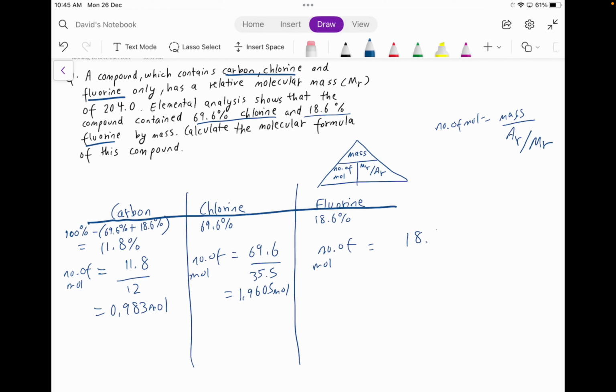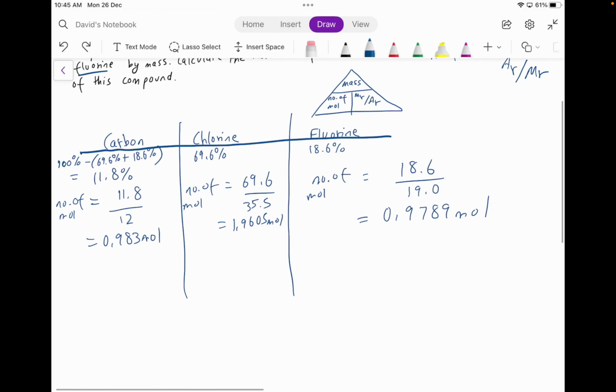Then the next step is to calculate the number of moles of fluorine, which is going to be 18.6 divided by the AR of fluorine, which is 19.0, which is going to give us 0.9789 moles. Now I would like you to give your decimal values up to 4 decimal places. That's advisable. Just take as many decimal places as you can. It'll give you a more accurate value.